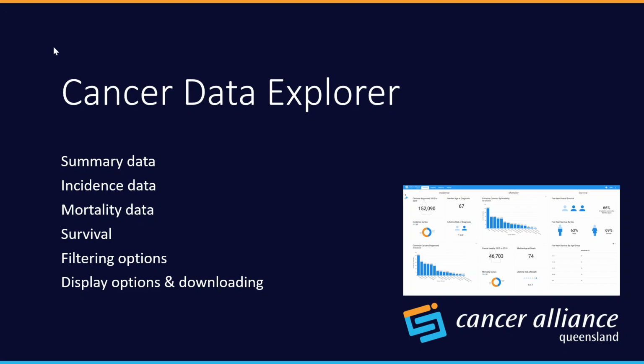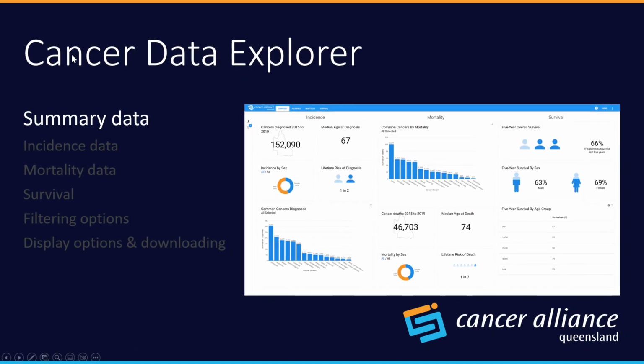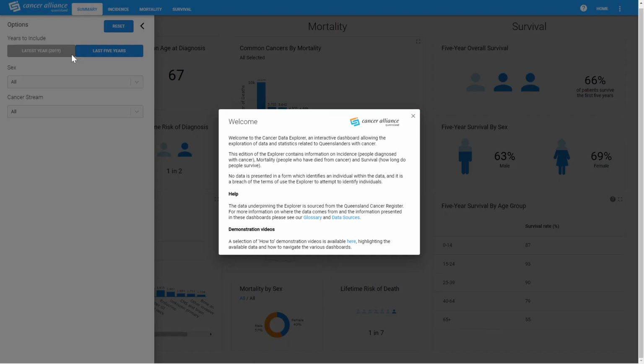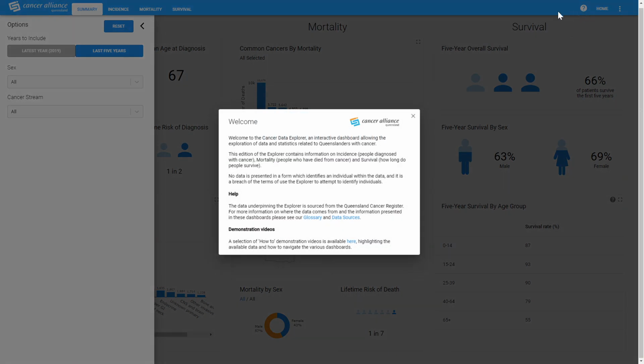Today we're going to be taking a look at the summary data that's available within the Cancer Data Explorer and some of the filtering that's available there. You'll note when we first arrive on the Cancer Data Explorer there's a little welcome page here with some links to further information about the Explorer itself. Click that off. You can simply bring that back by clicking this help button here again.